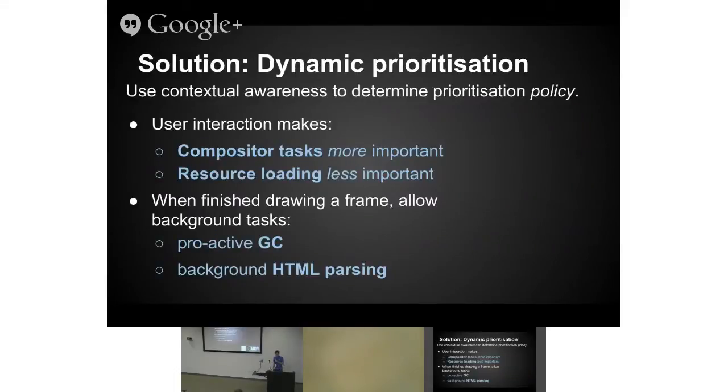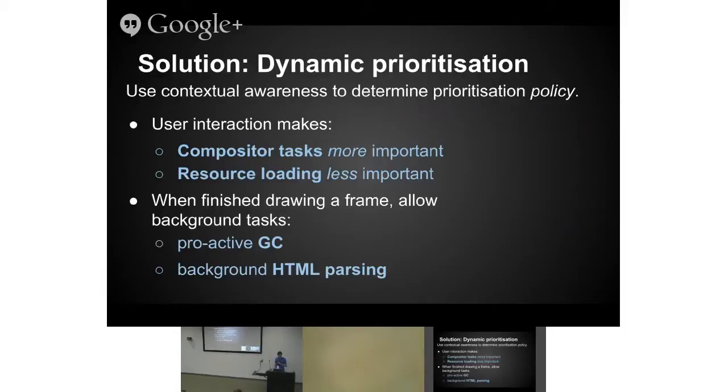And the way we fix this problem is to set the priorities dynamically. Don't have a fixed set of priorities, but instead look at the overall state of the system and use that to determine which work is important at any given moment. And there are some examples here. If we've seen user input in the recent history, that probably means that compositor tasks should be prioritized because you want to see the result of the interaction. And probably you can deprioritize some other stuff like resource loading. It doesn't matter that loading is a little slowed down in that case.